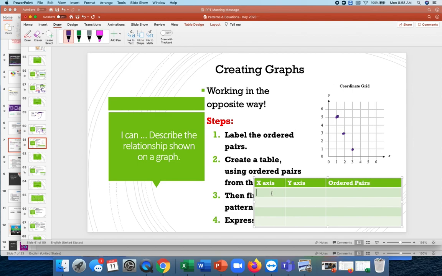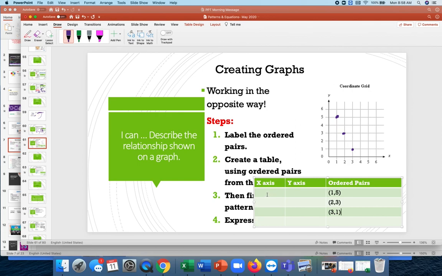Okay. So my X axis, if I'm labeling this, my first one would be, well, maybe I'll do my ordered pairs first. 1, 5, right? This one falls at 1, 5. Then the next ordered pair I have is 2, 3. Then my next one is 3, bracket 3, 1.